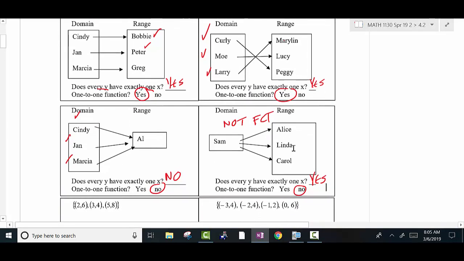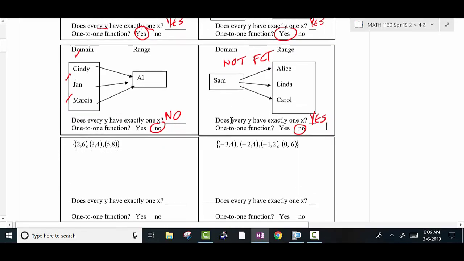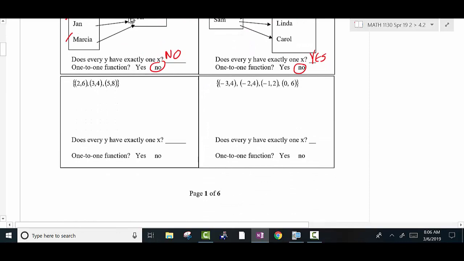Okay. So just look for every element in the range to map to one element in the domain. It's the opposite thought process you use for a function. This one goes like this. You can do this in your head, but I'm just going to write it like this. The domain is 2, 3, and 5, and then the 2 maps to a 6, the 3 maps to a 4, and the 5 maps to an 8. So, does every y have exactly one x? Yes, so that is a one-to-one function. You don't have to write that mapping diagram down, but you can if it's helpful to you.